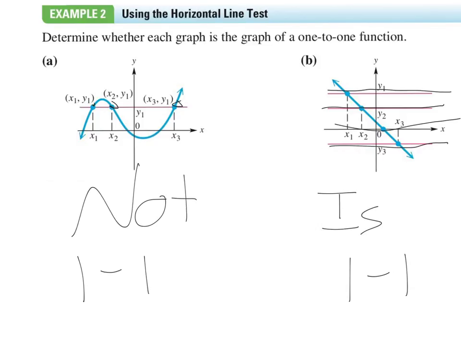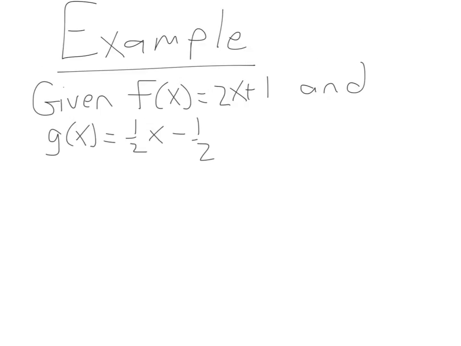Now, we discussed the horizontal line test and one-to-one functions because that ties heavily into inverse functions. But before we go over how to tell if two functions are inverses, let me go over the concept of what an inverse function is by giving you an example. Given these two functions, f of x equals 2x plus 1 and g of x equals 1/2 x minus 1/2.